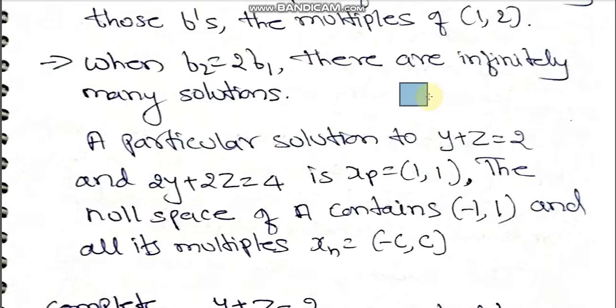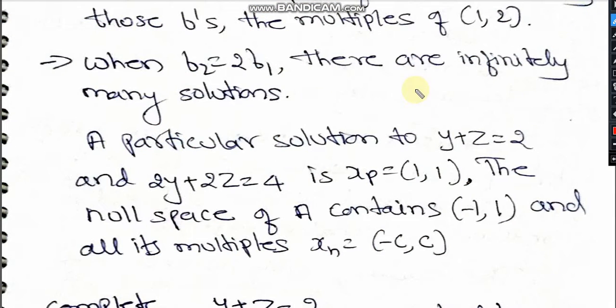So what is the value of z if I am writing it? y plus z equals 0 you have got, so z equals minus y. So if y is minus 1, z will be 1. Or you can have it the other way also. So the particular null space solution is minus 1 and 1.